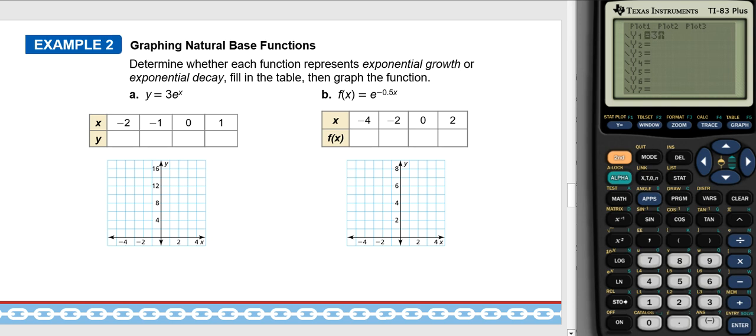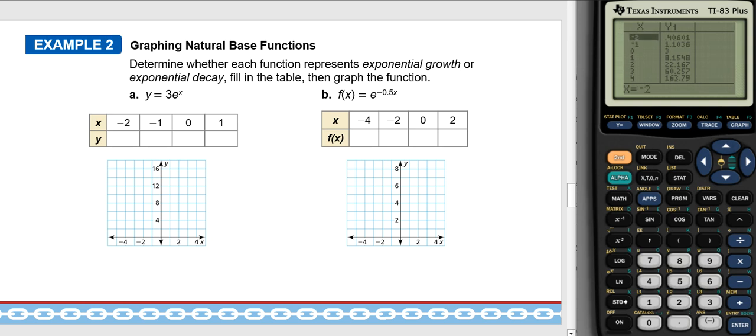So we would say 3e to the x power. I want to throw some parentheses around that exponent just to be sure that we're doing things correctly. And when I graph it, I see this nice exponential growth function on the screen. To build that, I would need to go to table and get the data that I need.